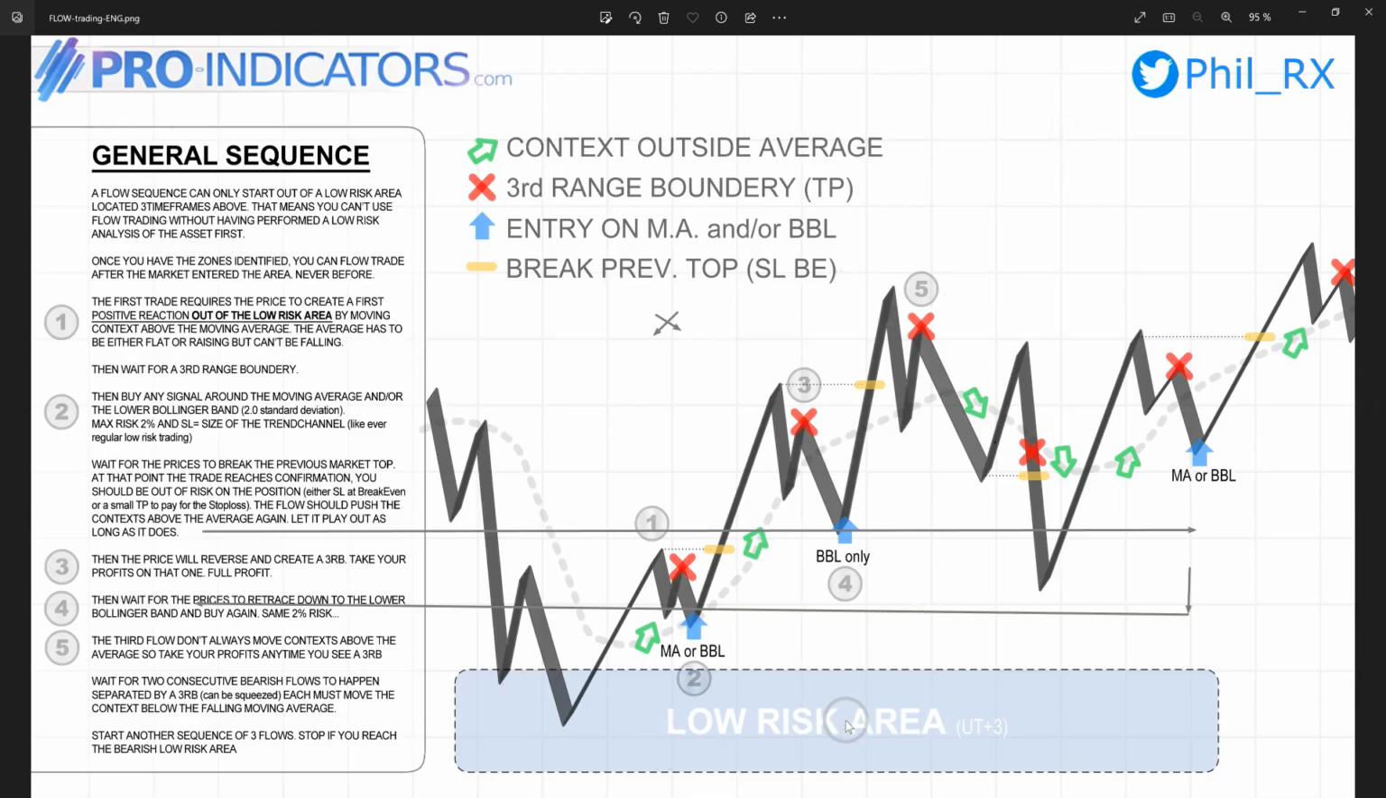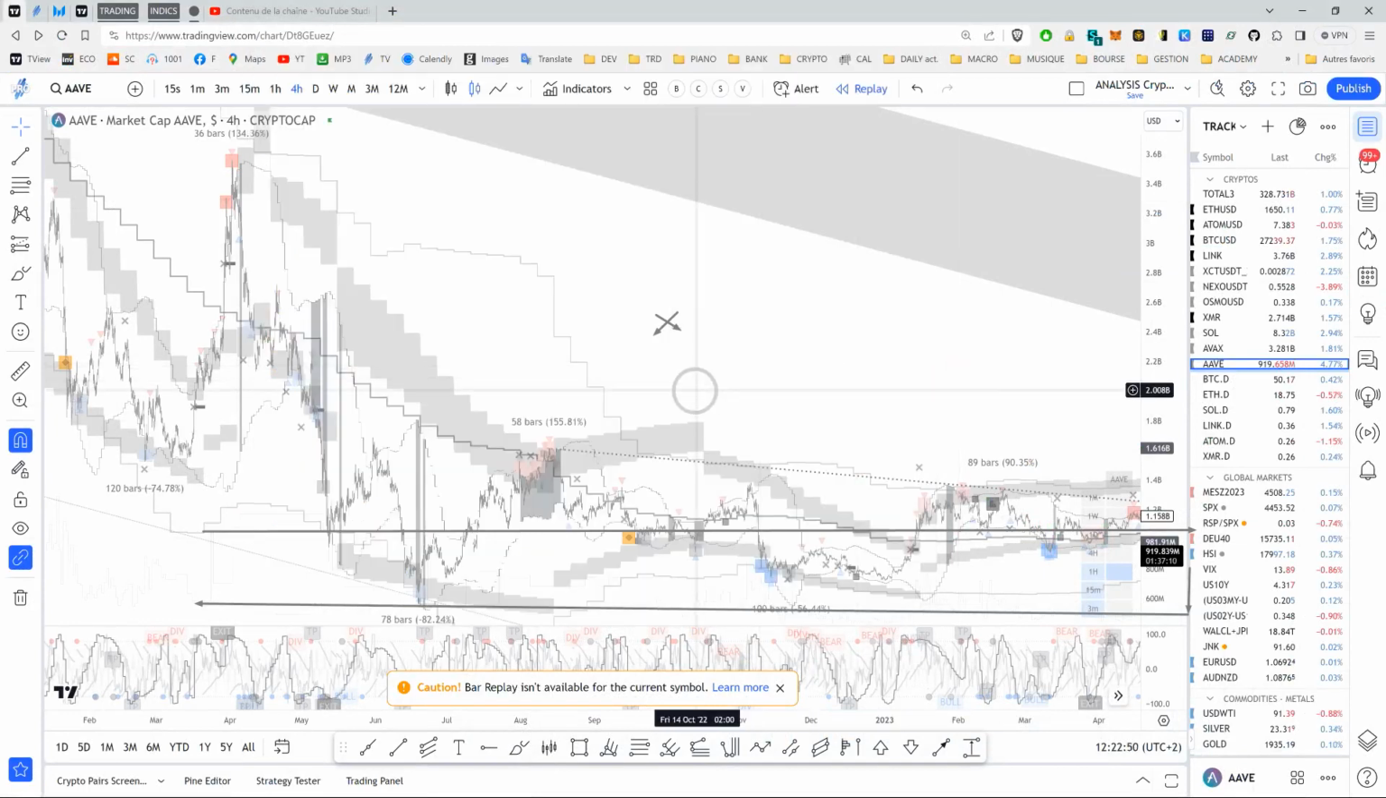So remember, low risk area, at least 3 time frames above, and then I can start working on the flow sequence. I'm going to wait for the price to set above the moving average. Context needs to be outside the moving average, and the moving average should at least be flat or rising, but can't be a falling knife like that. So in this example, that's not a first flow. The moving average is still exploding to the end.